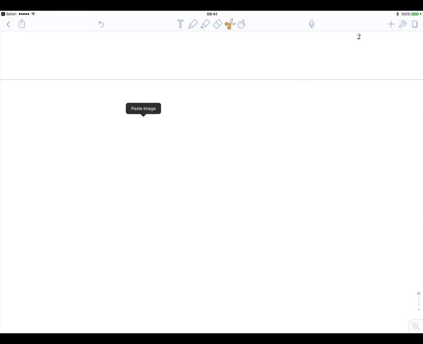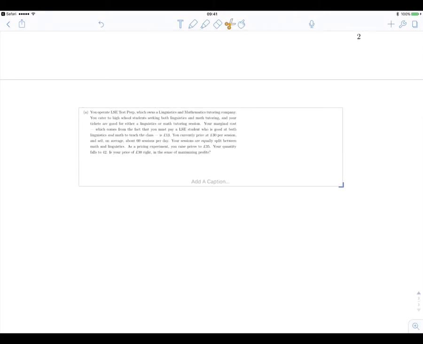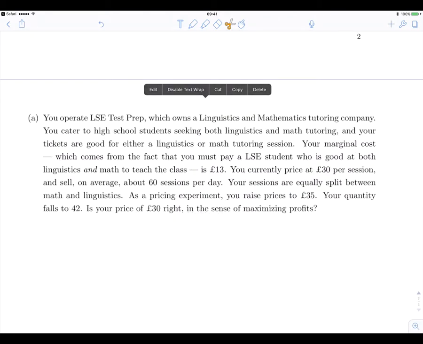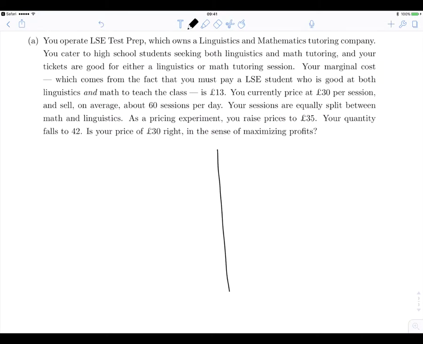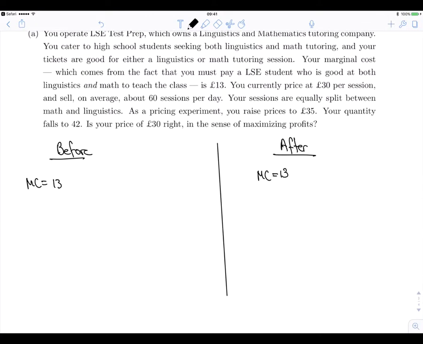Here's one way that you could have solved this question really simply. Let's divide this into a before and after. So this would be your before, this would be your after. What do you know about your marginal cost? Your marginal cost is 13. What's the marginal cost here? Well, that hasn't changed because that experiment did not affect your marginal cost. You still have to pay people the same amount.